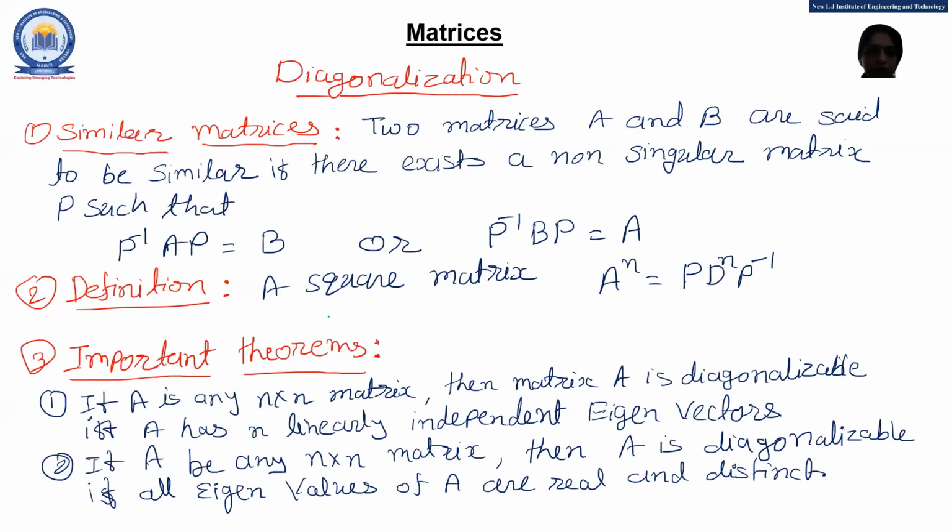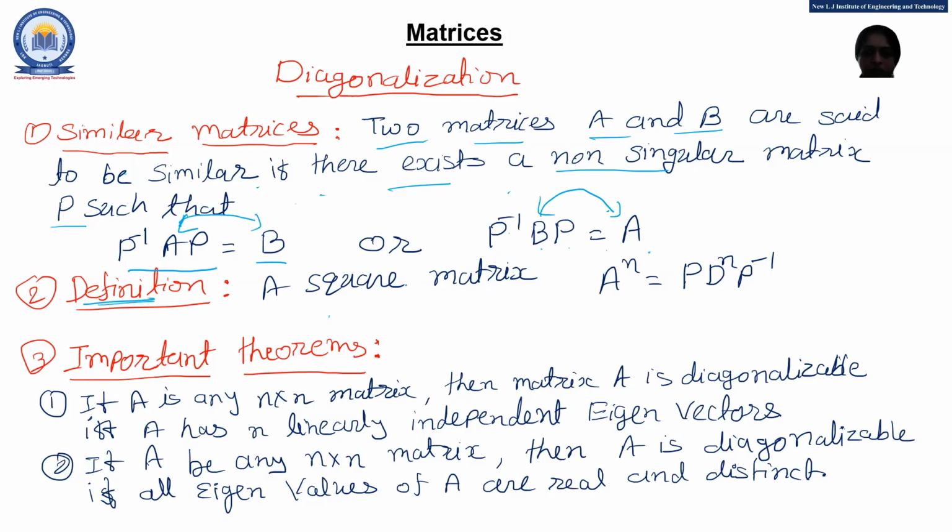What is a similar matrix? Two matrices, A and B, are said to be similar if there exists a non-singular matrix P such that P inverse A P equals B, or we can say that P inverse B P equals A. In this case, A and B are said to be similar matrices.